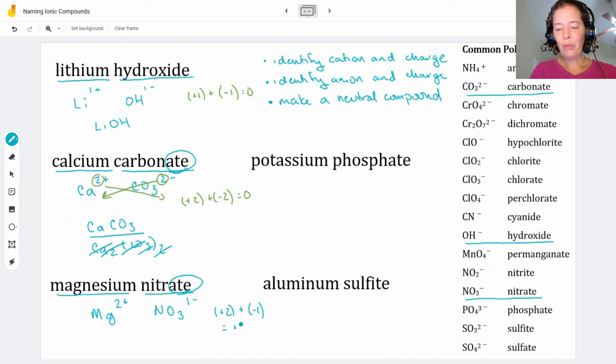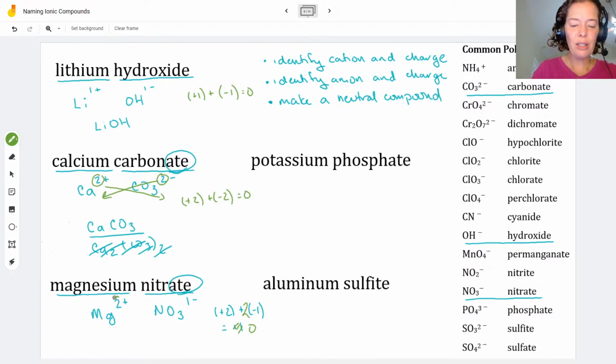So that is equal to +1 right now. I got to make sure I leave space for aluminum sulfate. Okay, so this is not a neutral compound. So we've got two choices. We can use crisscross or we can use a little bit of algebra. I'll show both ways. So for this one, if I put a 2 in front of my -1 charge, then that is going to get me to a neutral compound.